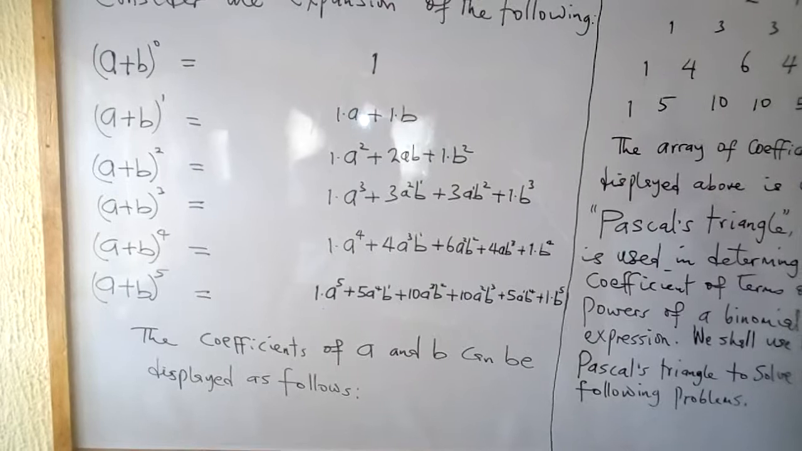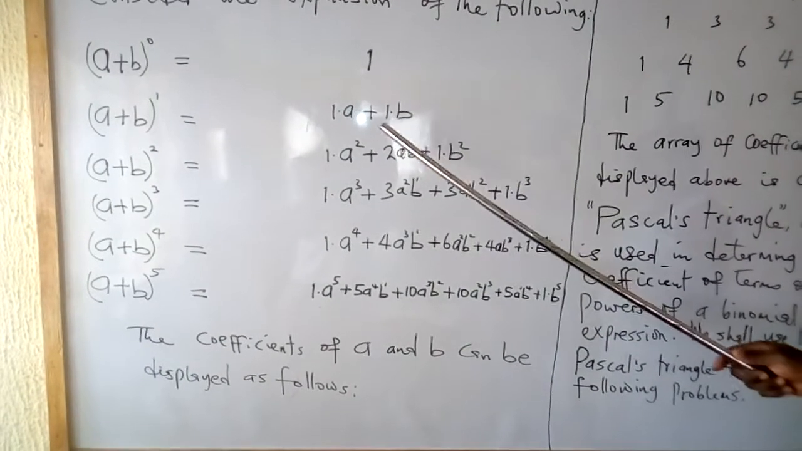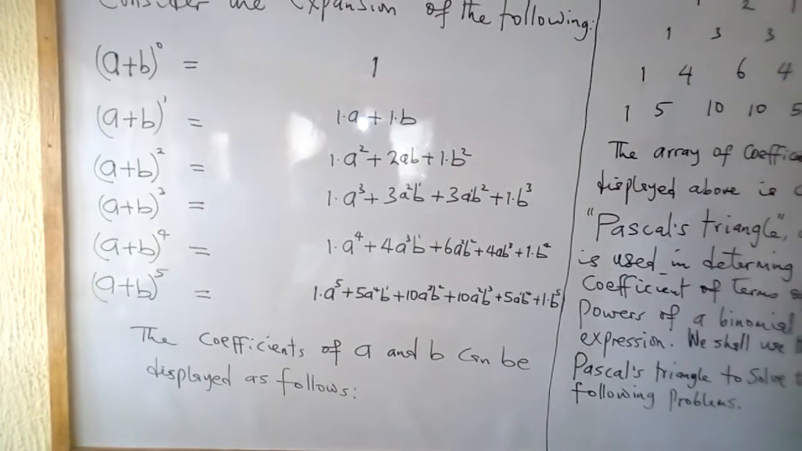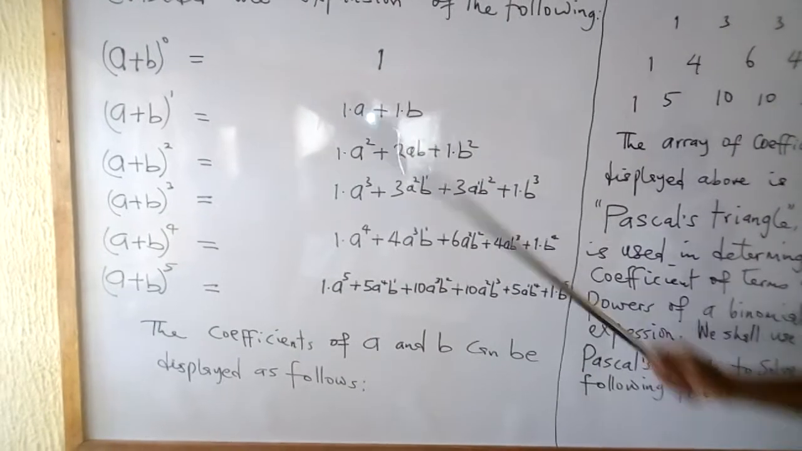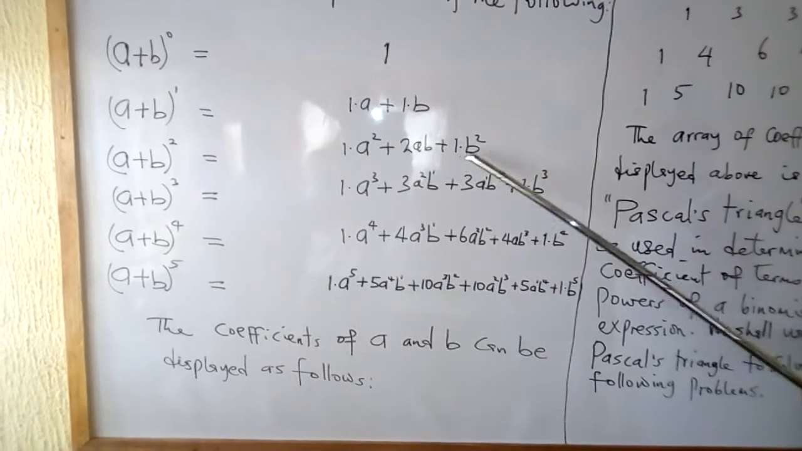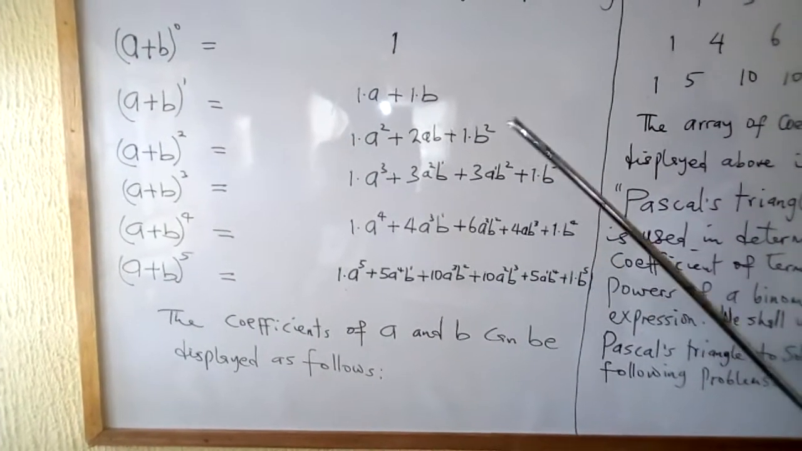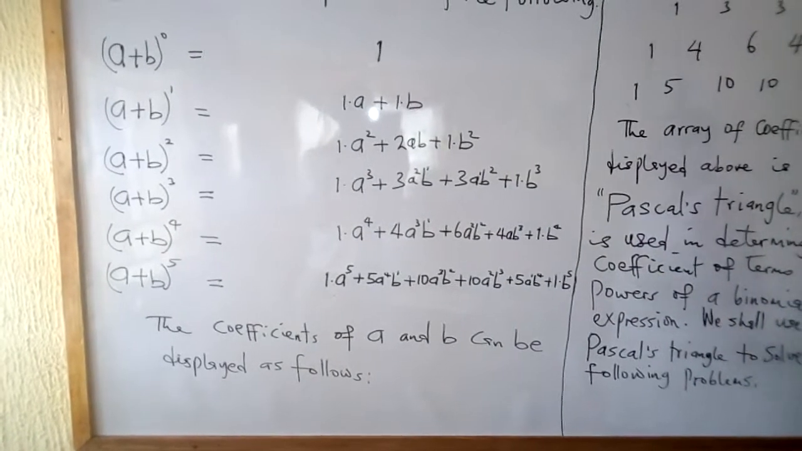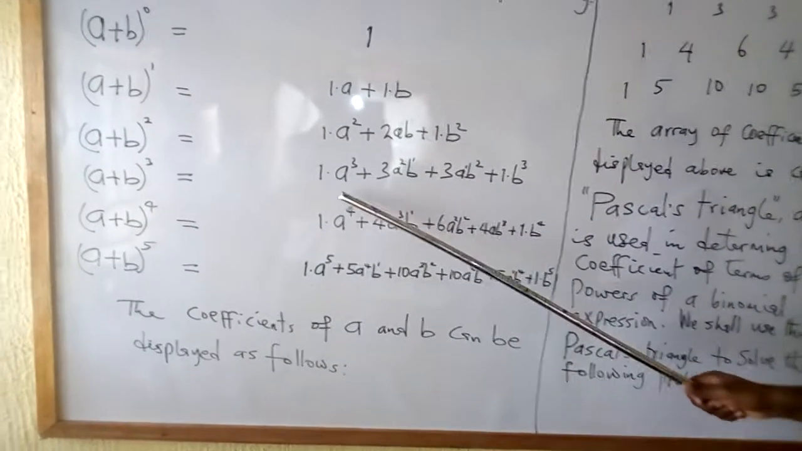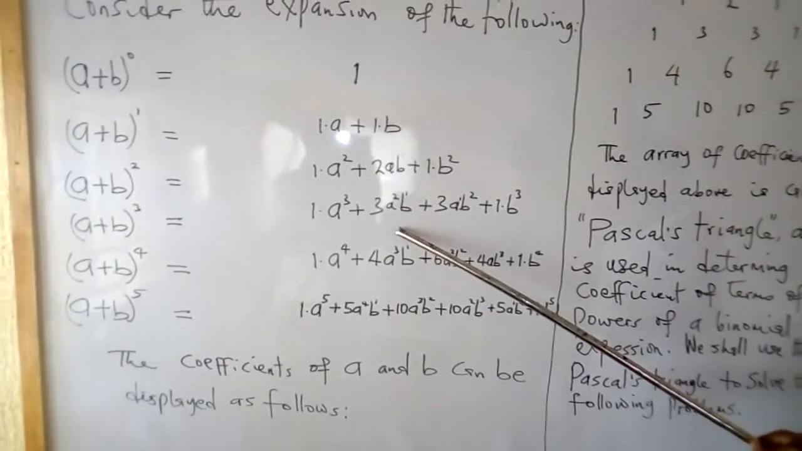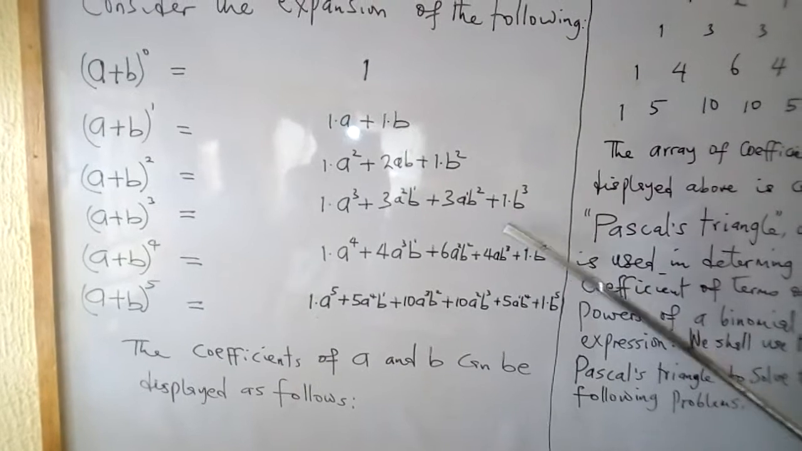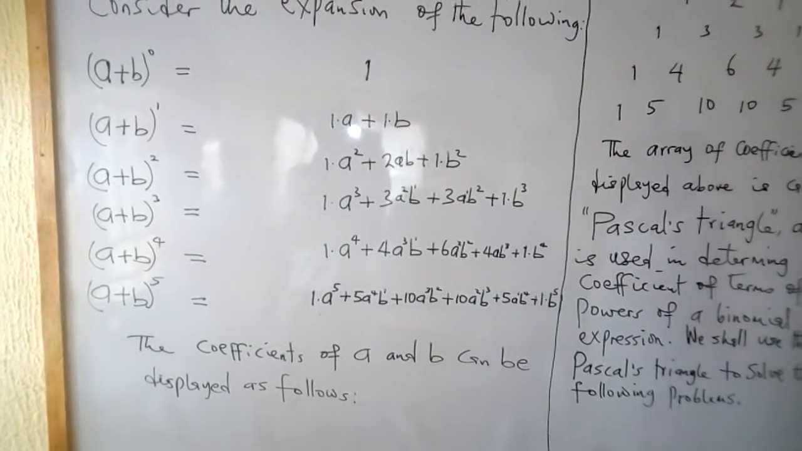The next one, (a + b) raised to power 1 is what? a plus b. 1 stands for the coefficient of a and b. And then the second one, (a + b) raised to power 2 is what? If you expand it, you have a squared plus 2ab plus b squared. The 1 there is the coefficient of a squared and b squared. The next one, (a + b) raised to power 3 is what? 1 times a raised to power 3 plus 3 a raised to power 2 b raised to power 1 plus 3 a raised to power 1 b raised to power 2, plus 1 times b raised to power 3.